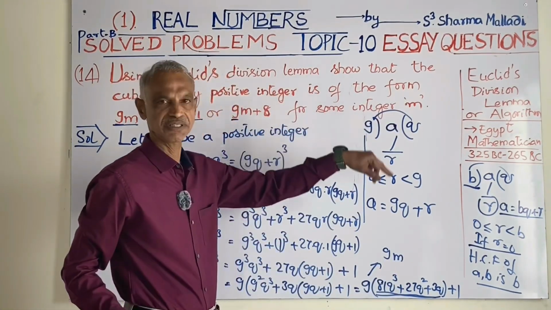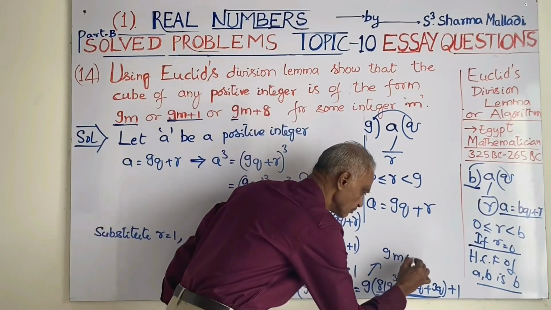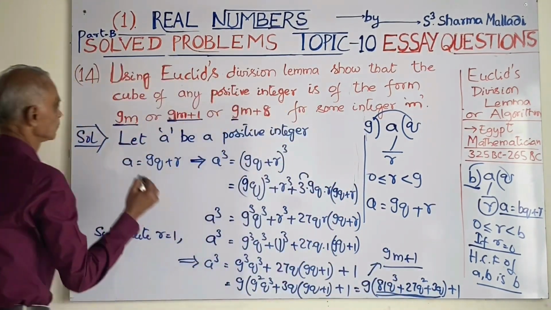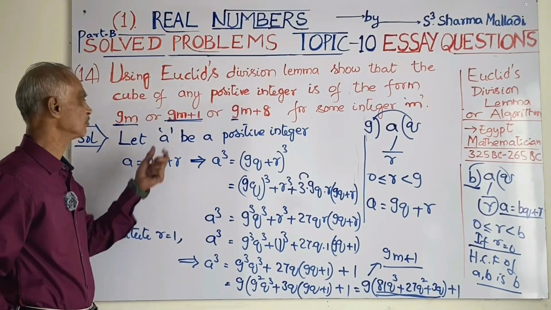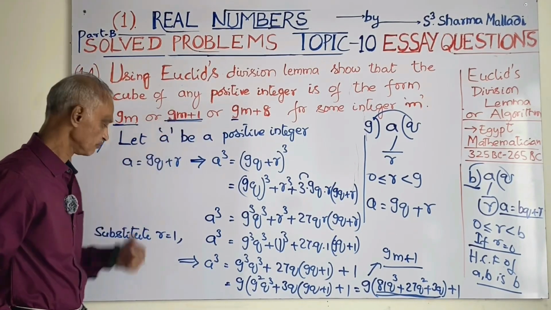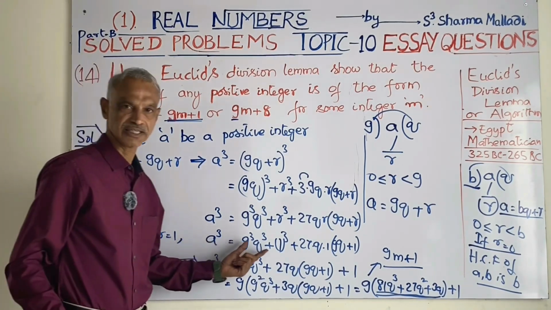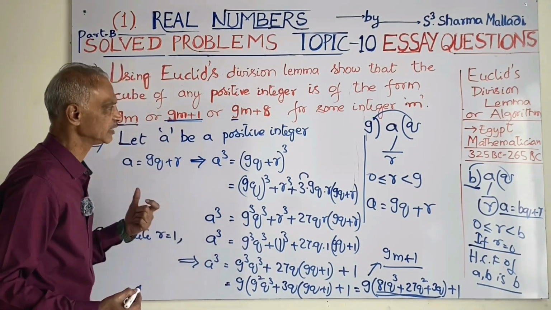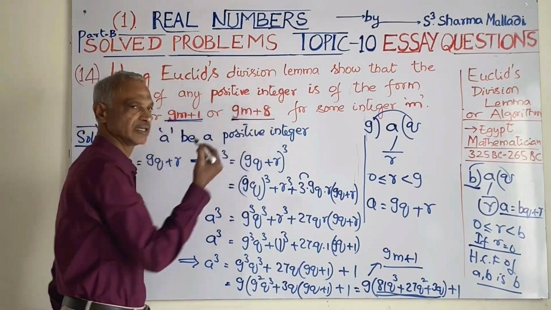I have to take some integer m. This is in the form of 9m plus 1. Like that, I wrote: cube of any positive integer is of the form 9m plus 1 when you substitute r is equal to 1 in this equation. Next, if you take r is equal to 2, you will get 9m plus 8.